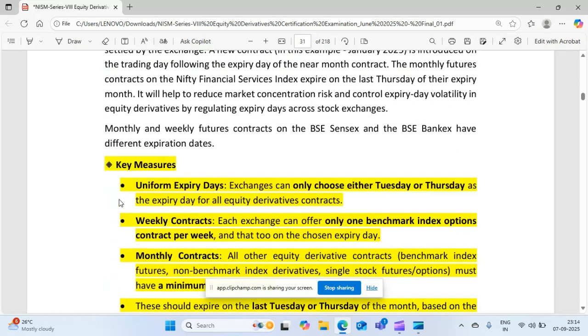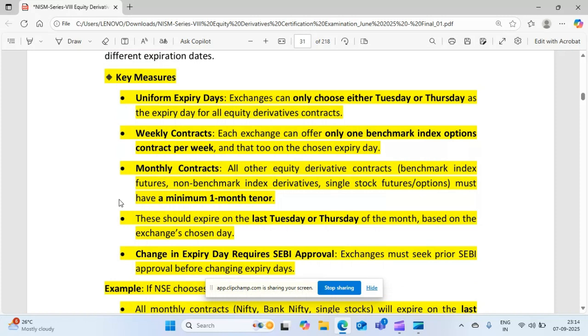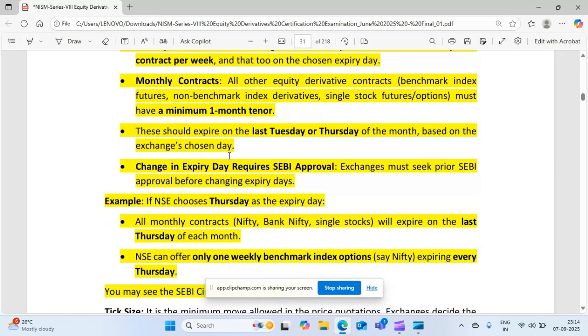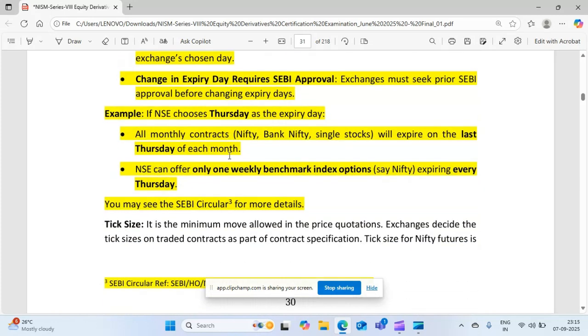Okay, there are different index contracts. So what are the key measures that have been introduced by SEBI? Uniform expiry day across exchanges, weekly contracts. Only one benchmark index weekly option contract per exchange will be there. Monthly contracts will have a minimum 1 month tenure. These shall expire on the last Thursday or Tuesday. Change in expiry day requires SEBI approval. For example, if NSE chooses Thursday, all the monthly contracts will expire on the last Thursday. NSE can only have one weekly benchmark contract every Thursday.